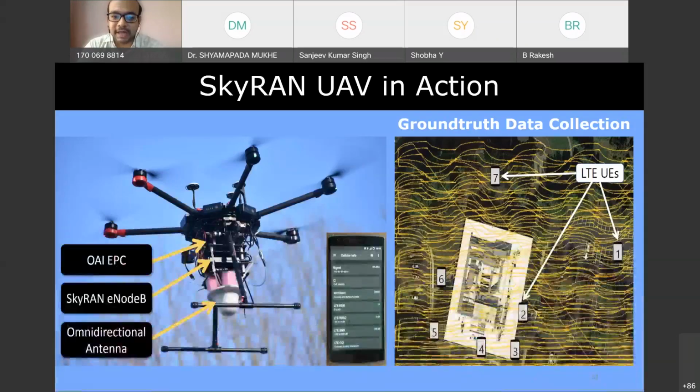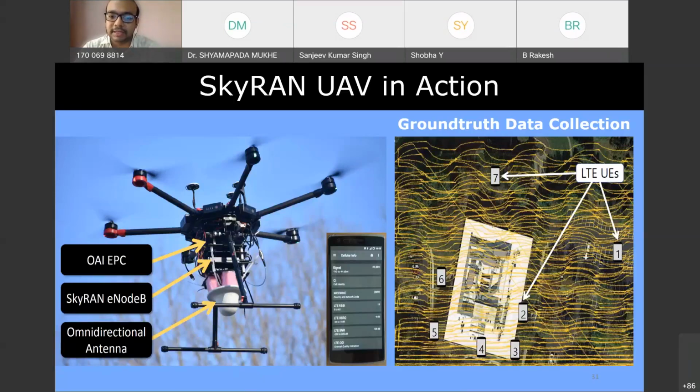Okay, and this is a real implementation. Some of it was done as I was at NEC. We actually put the LTE base station with the eNode B and EPC on top of the drone. And on the right hand side, this is the ground truth data collection, where we actually covered all possible points to know what the optimal operating point is. This is for cross verifying our algorithm or our heuristics with the ground truth. So this is a huge amount of data collection that has happened.